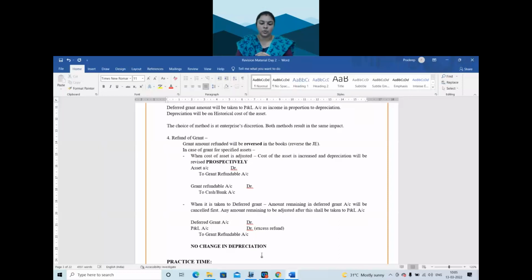So what are the points that we will remember from AS12? First, what is a grant? When can a grant be recognized in the books? What are the two conditions for recognizing the grant? How has a grant to be recorded: cash grant, kind grant, specified assets? What are the journal entries for recognizing the grant? What will happen to depreciation when the asset is recognized in the books? And the last part is what happens when a grant is refunded. So this summarizes AS12. Take 2 minutes and run through, and then we will start with practical questions.